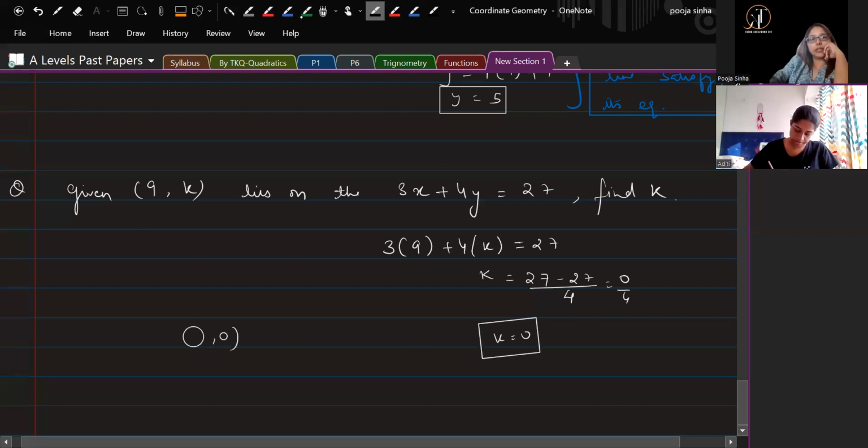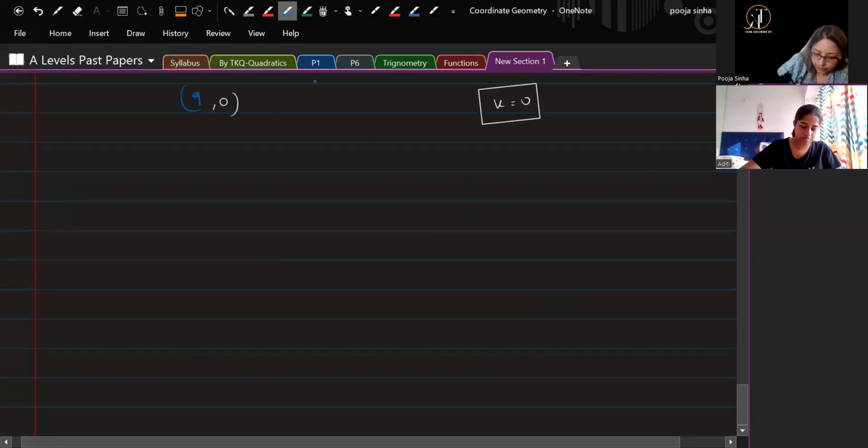Okay. So again, this is based on the same theorem that we have done before, that all points on a line should satisfy the equation. That's why what we have done here is we substituted and then given the answer. Correct? Yeah. Okay.